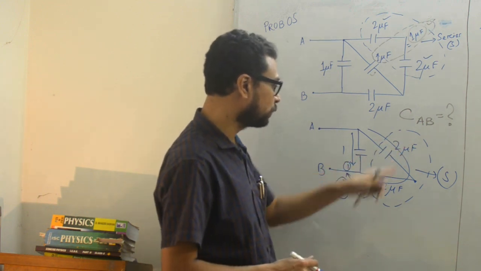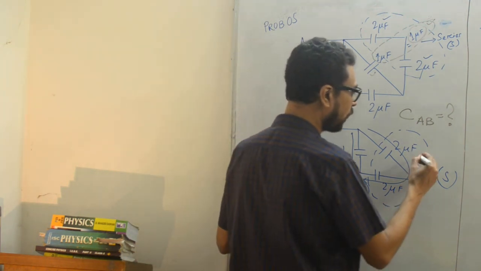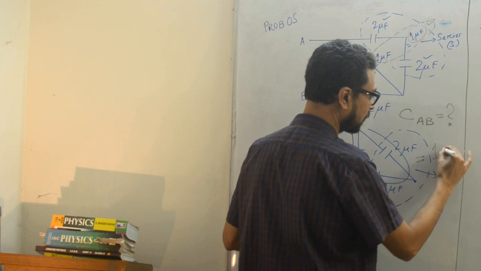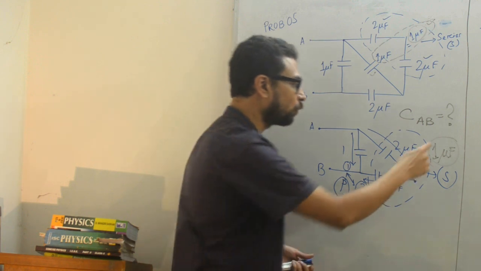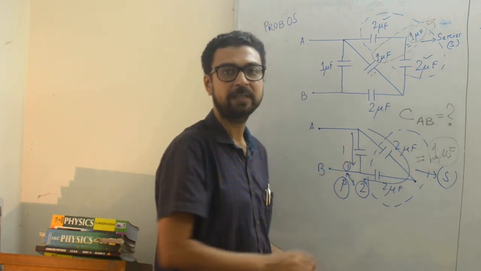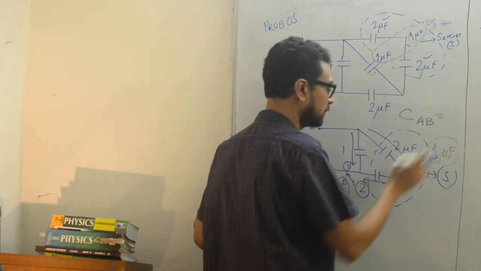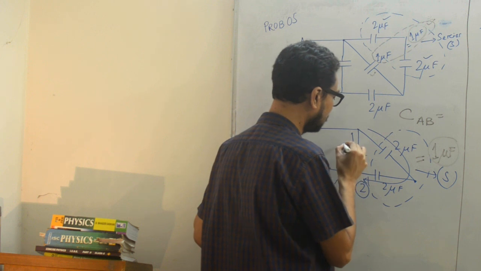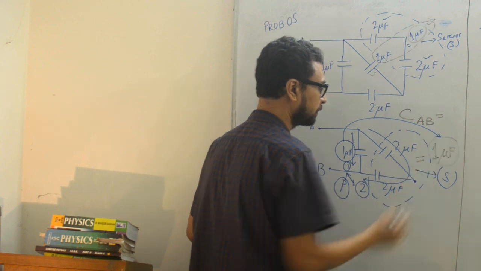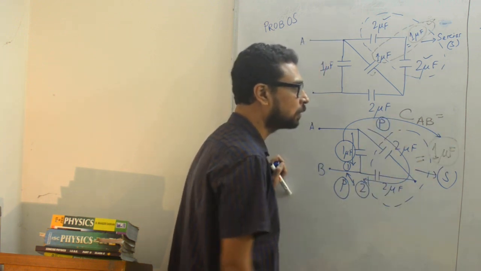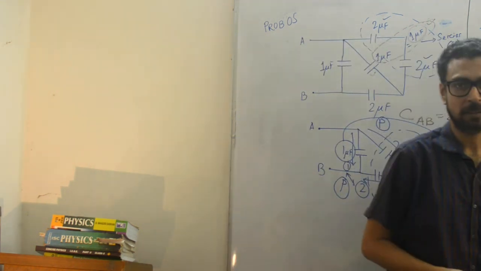Okay, so 2 microfarad, 2 microfarad, what is the exact answer for series? It is again equal to 1 microfarad. It is 1 microfarad. Okay, so 1 microfarad and this 1 microfarad are in parallel. So can you say the final answer? Let us write here 1 and 1 are in parallel. This 1 microfarad and this 1 microfarad are in parallel. So the final answer is 2 microfarad for this particular sum, and this sum is solved.